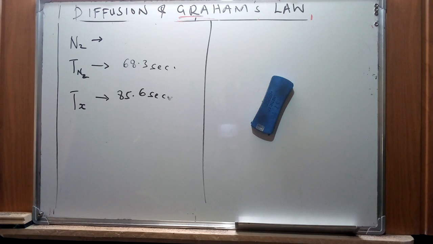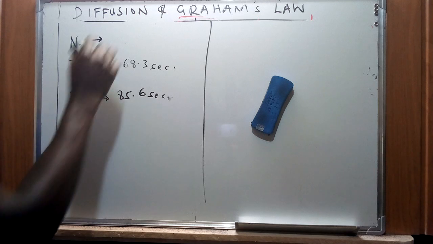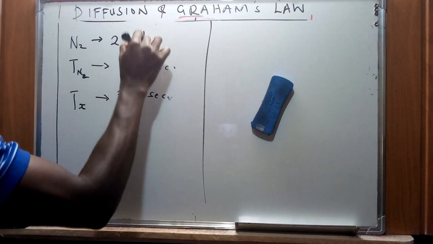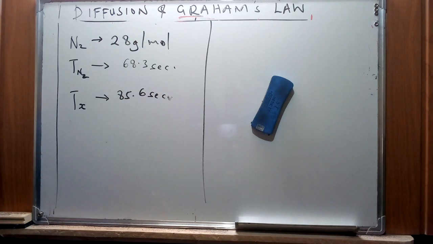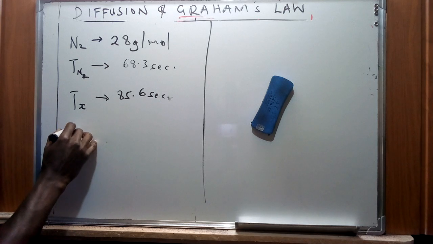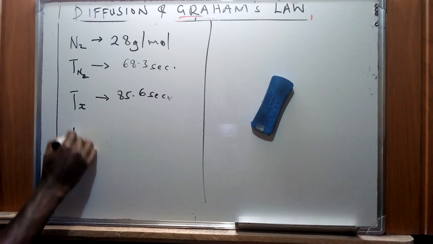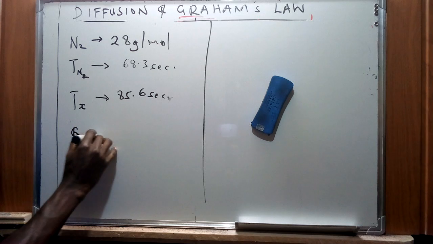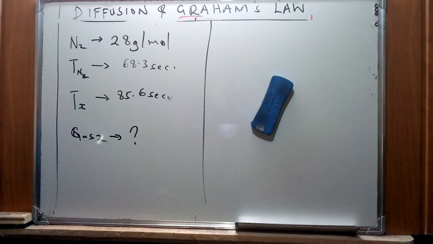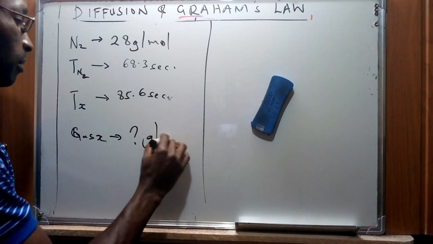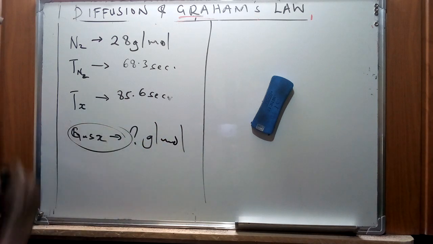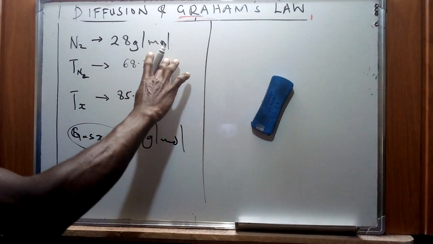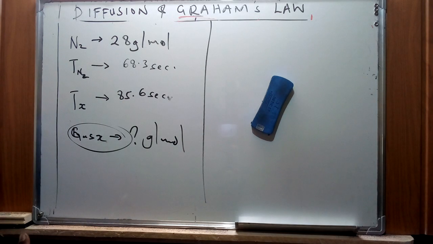So what we know is that nitrogen is a diatomic gas with a molecular mass of 28 grams per mole. And this other gas, which we are going to refer to as gas X, we do not know its molecular mass in grams per mole, and therefore this is what we are being asked to find. What's the molecular mass of the gas? Bearing in mind that we have been given the time for diffusion of the two.